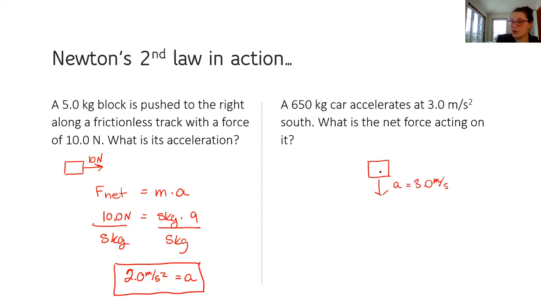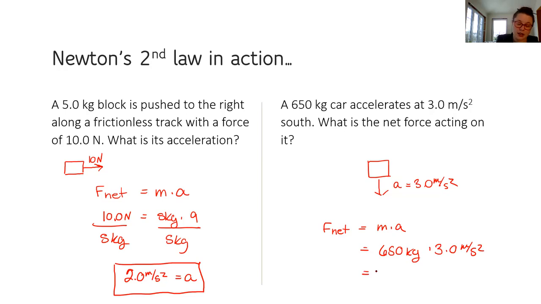So it has a force, a net force, or the sum of the forces add up towards the south direction. We want to know, how much is the net force? Well, the net force is equal to mass times acceleration. Nice, easy math. So it's just 650 kgs times 3 meters per second squared.